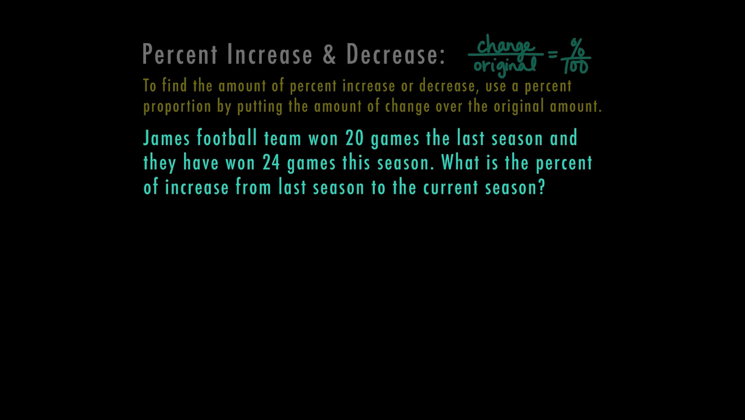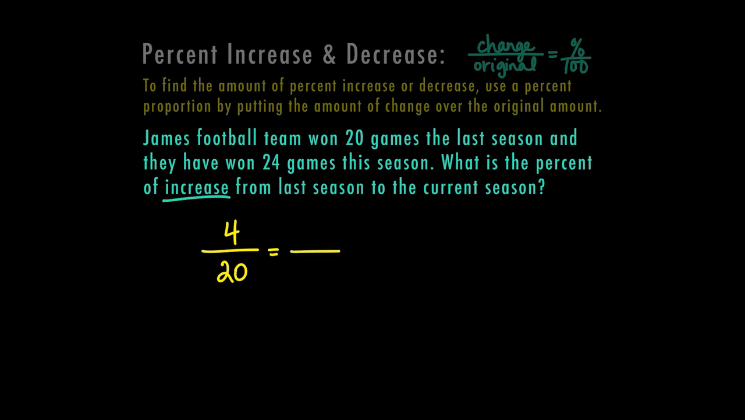And we have James' football team, and they won 20 games last season, and they've won 24 games this season. We want to know what is the percent of increase from last season to the current season. So we're going to use our formula that we have, and we know that they won 20 games last season, so that's going to be our original amount. They won 24 games this season, and so in order to find the amount of change for that numerator, we're going to subtract the two, and so I know that it was 4 more this season than last season.